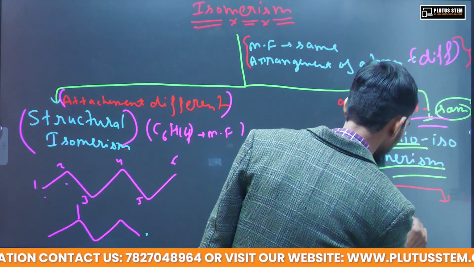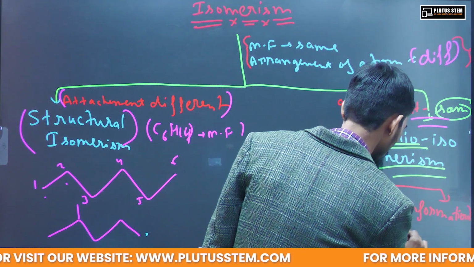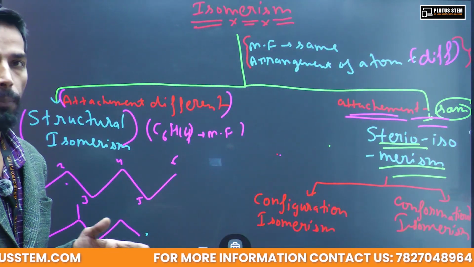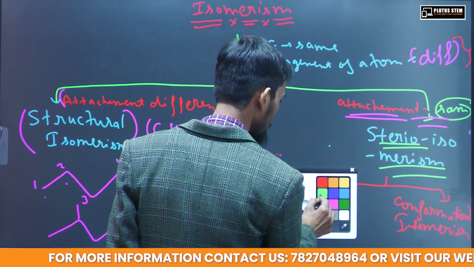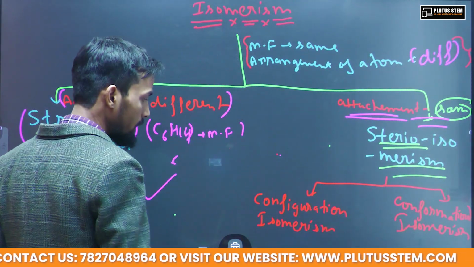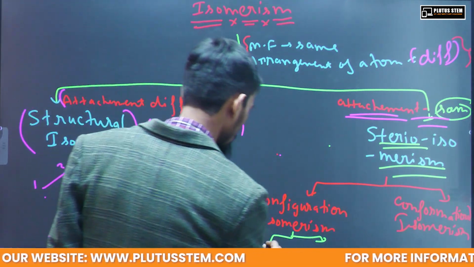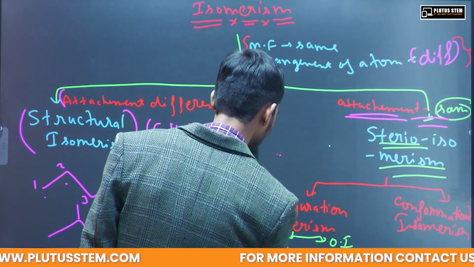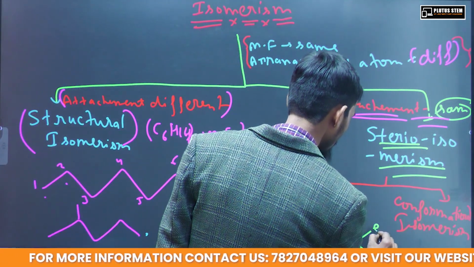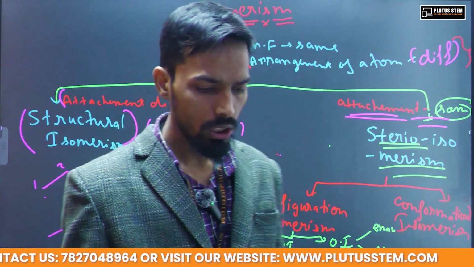And the second one is conformational isomerism. So these two types of isomerism are there. If you get into the detail of configurational and conformational, configurational can again be divided into optical isomerism and geometrical isomerism. Optical isomerism can again be of two types, enantiomers and diastereomers, like this.